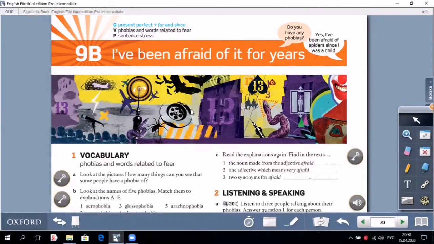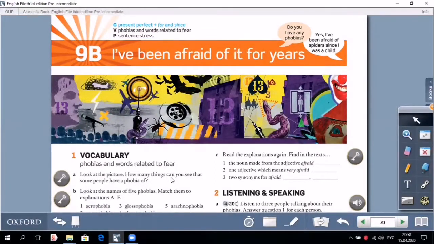What do you see in this picture? There are different kinds of things in this picture. And the question is, look at the picture. How many things can you see that some people have a phobia of? What is the word phobia? A phobia is an irrational fear of something that is unlikely to cause harm.